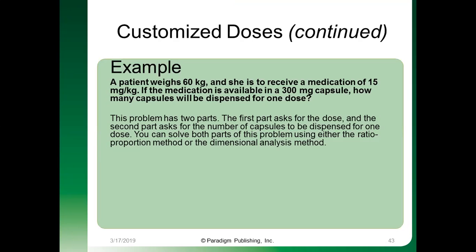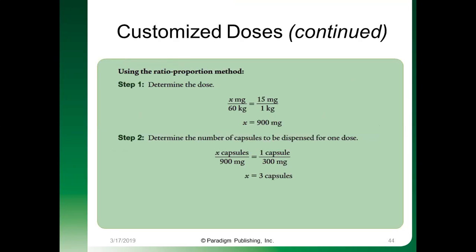So this problem has two parts. The first part asks for the dose, and the second part asks for the number of capsules to be dispensed for one dose. You can solve both parts of this problem using either ratios and proportions or dimensional analysis. So let's use ratios and proportions. Determine the dose. X milligrams is what we want, over 60 kg for what the doctor ordered, is equal to 15 milligrams per kg. And that's what we have.